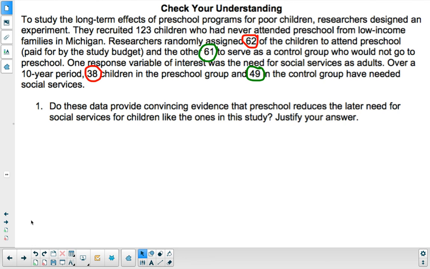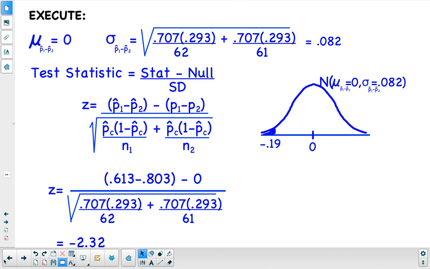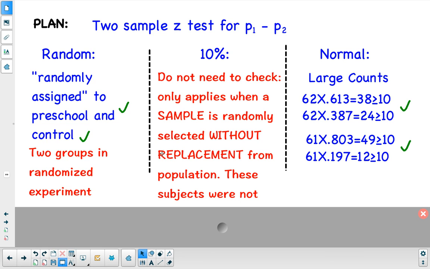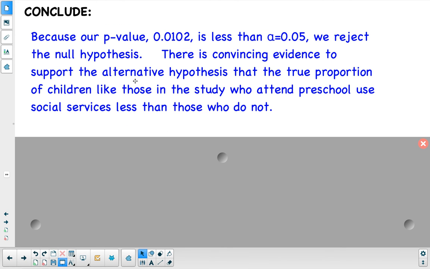Oop. They recruited. So it doesn't say anything about randomly selecting low-income families. So whatever conclusions you make, you can't generalize to a broader population. We have random assignment, so we can conclude cause and effect, but we cannot generalize to a broader population because it's just random assignment, not random selection. So that really affected our problem. It affected the conditions. Sorry, I'm going back and forth. Here, where we didn't need to check because it wasn't randomly selected. We didn't have to worry about that independence issue. And in our conclusion, we can only conclude to children like these in the study. Can't generalize to a bigger population. So be careful with that.